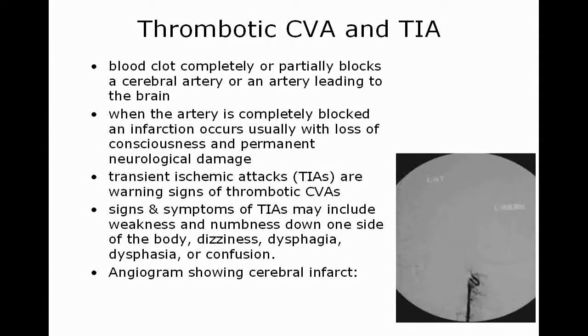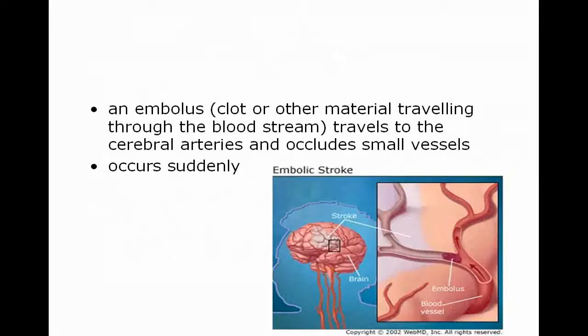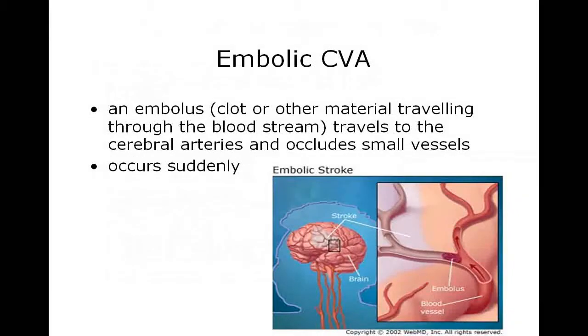The danger with the TIAs is that they will progress on and eventually the person will have a major stroke. With the major stroke, the clot completely blocks an artery and infarction occurs. The angiogram will show that area of blockage, and the MRIs will show those areas of infarction, even CAT scans.